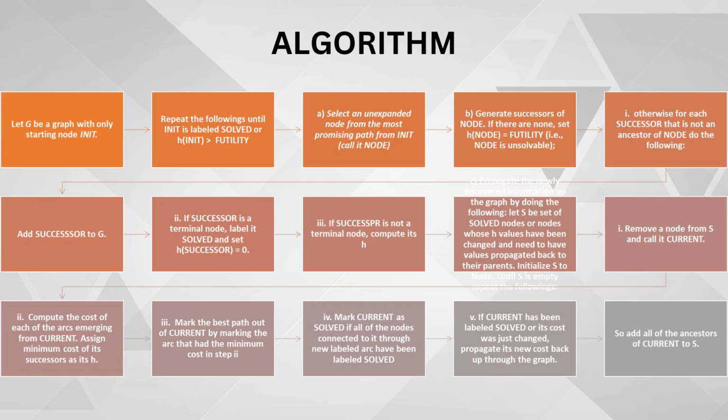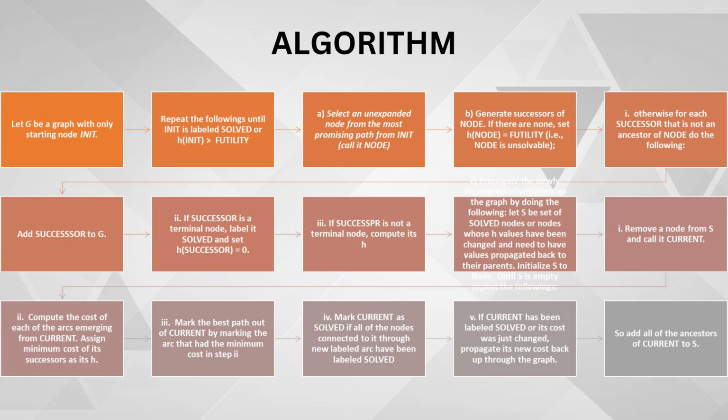Propagate the newly discovered information up the graph by doing the following. Let S be the set of solved nodes, or nodes whose H values have been changed and need to have values propagated back to their parents. Initialize S to node, and repeat until S is empty.